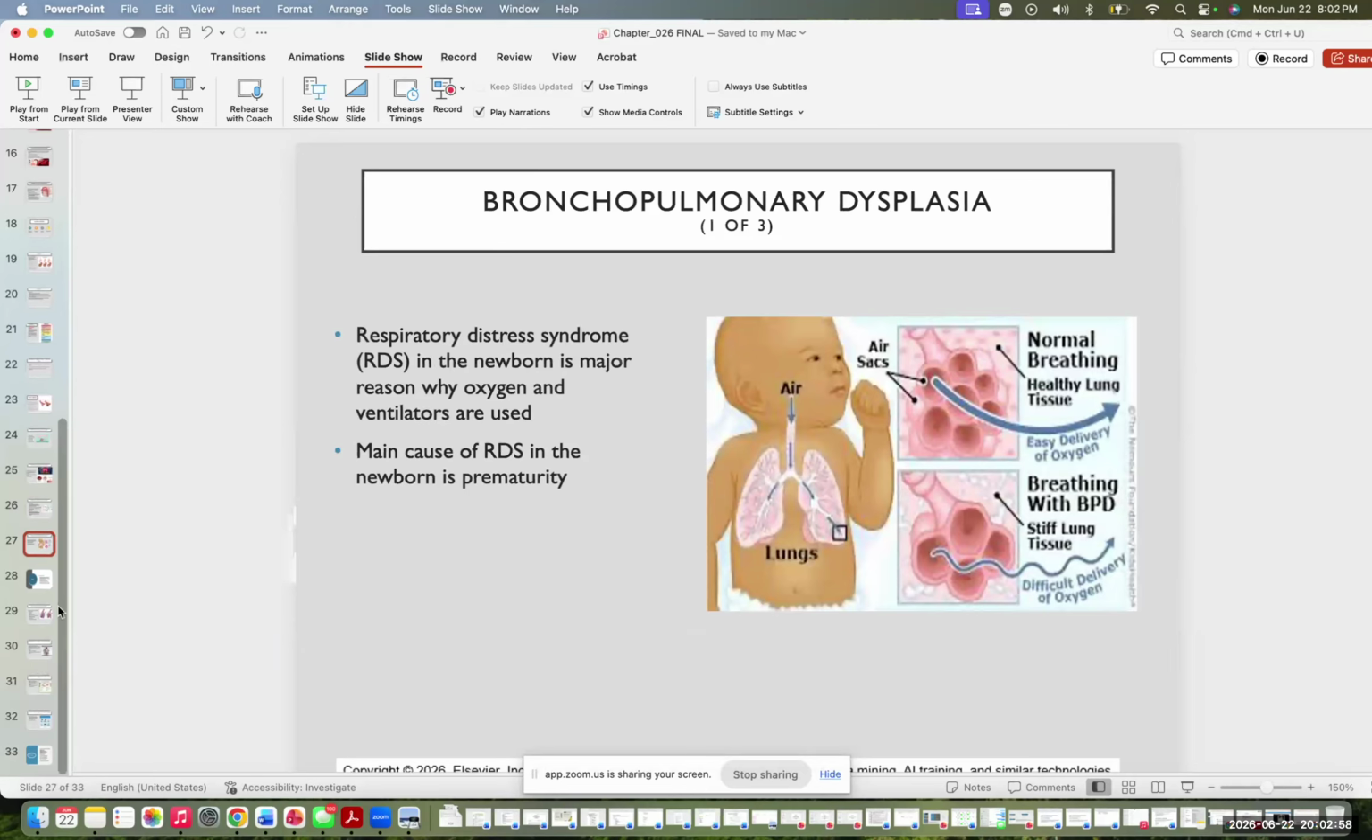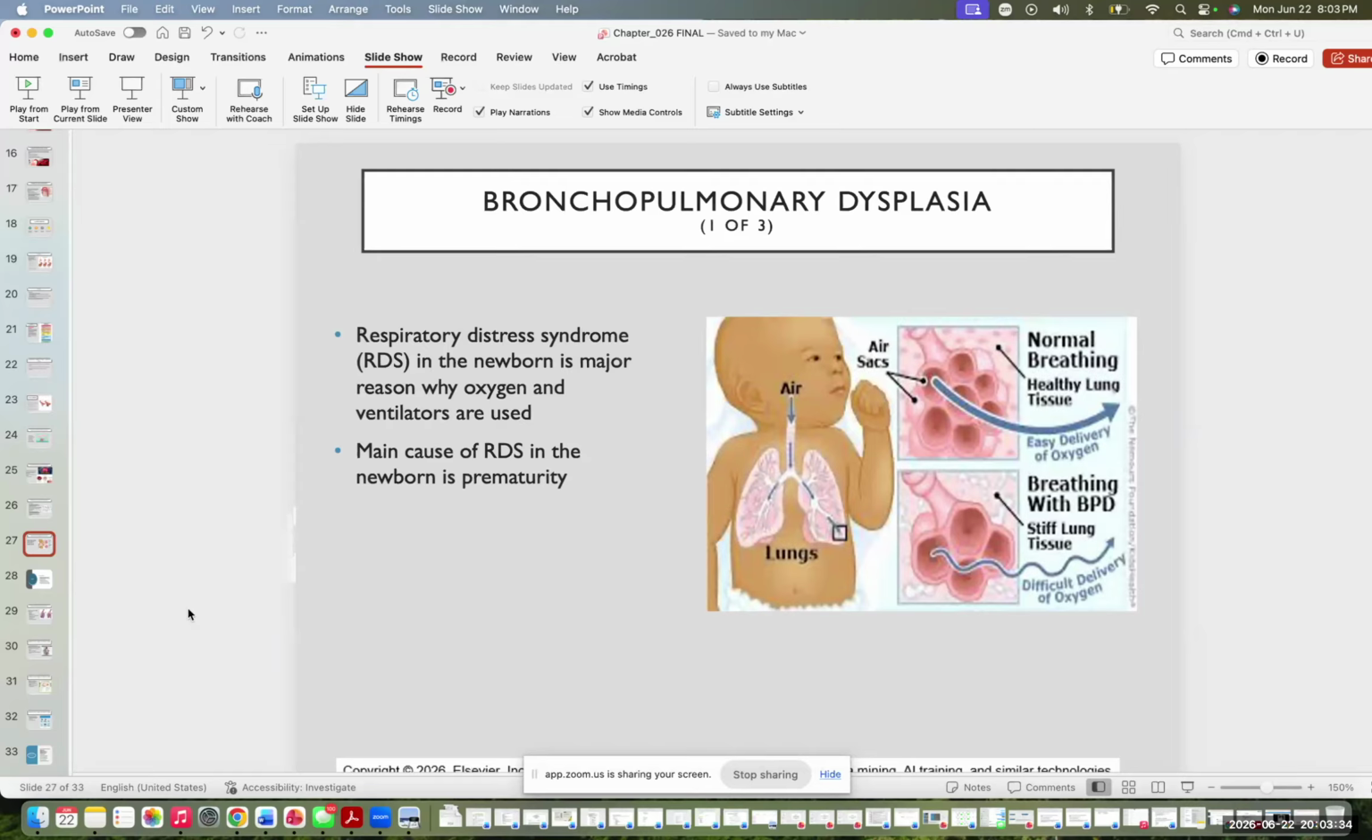All right, a couple more diseases and we'll go. Bronchopulmonary dysplasia leads to a respiratory distress syndrome. BPD is when the lung tissue becomes stiff. That's what that dysplasia means. It's a major reason why newborns have difficulty with oxygenation and need to be put on ventilator use. Okay. The main reason is prematurity.